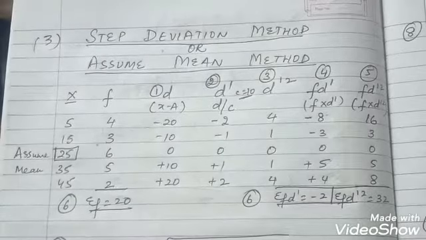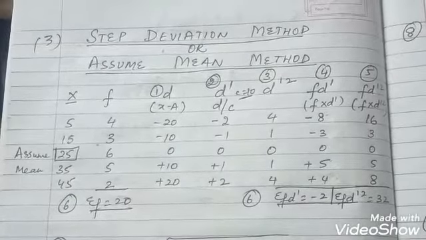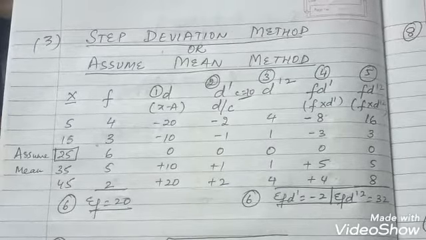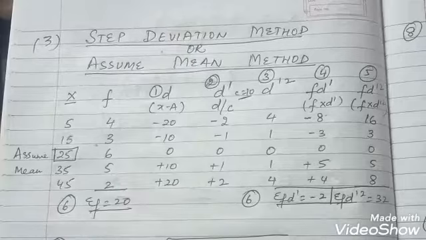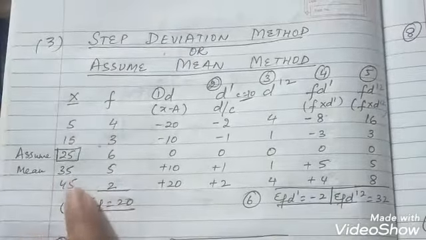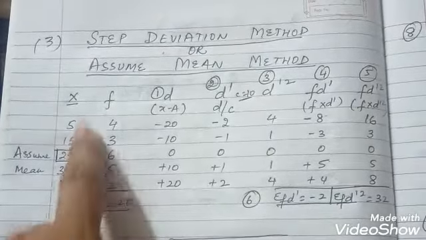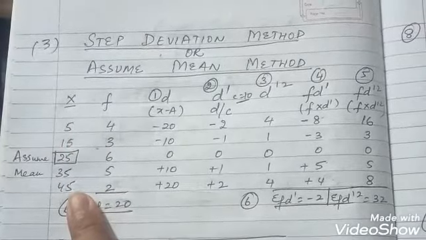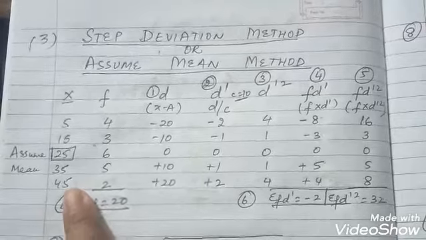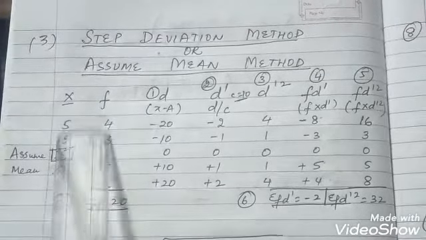Estimation of standard deviation using step deviation method or assumed mean method. Children, the difference between shortcut method and step deviation method is the same. In the x column, look if there is a common factor; here a common factor means these are all divisible by 5. If there is a common factor, only then you can use step deviation method. So this is the sum given to you.